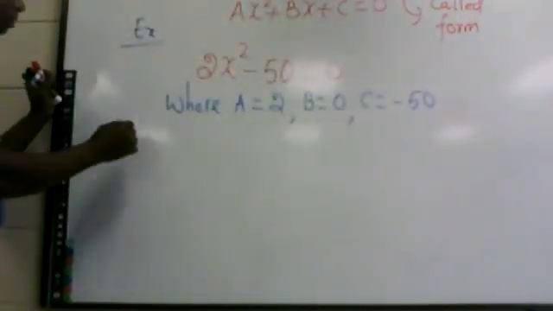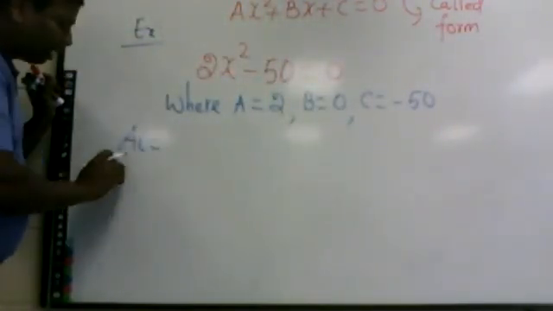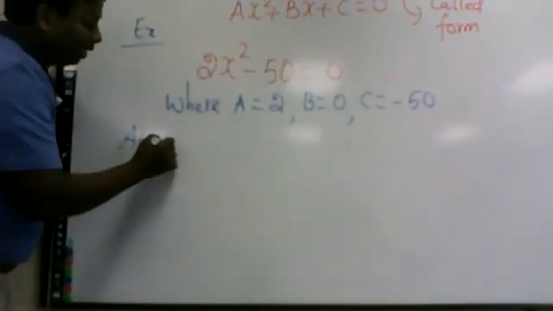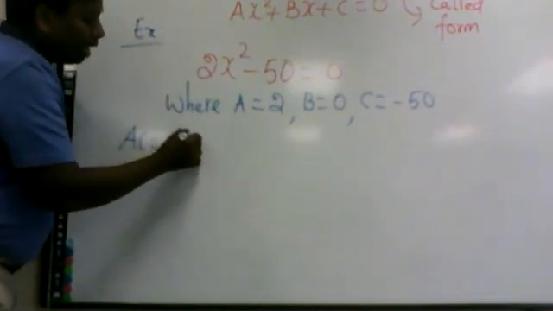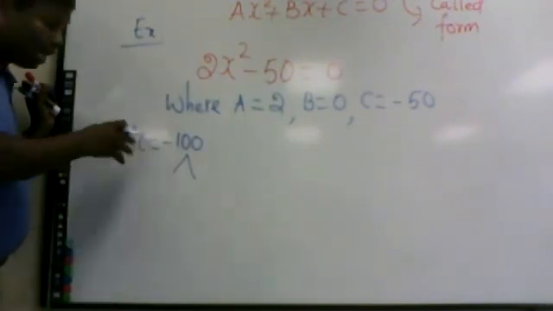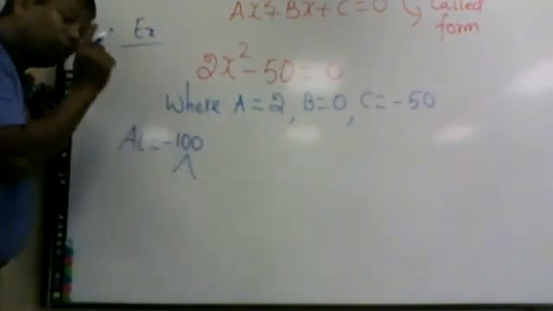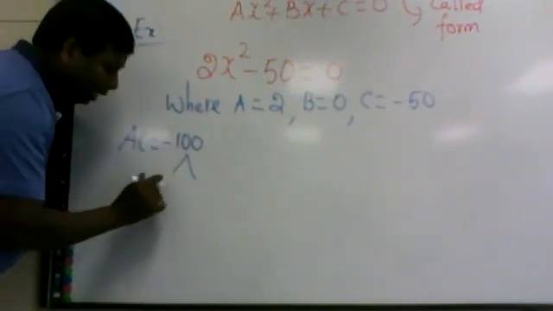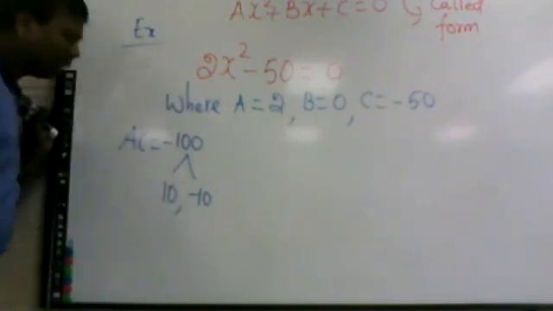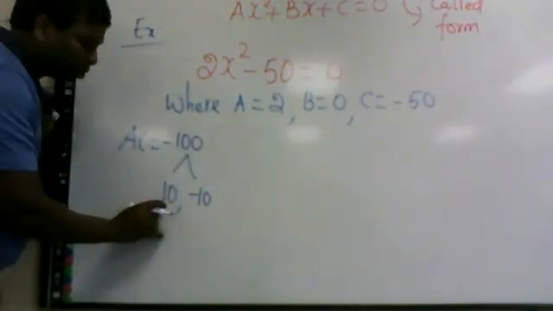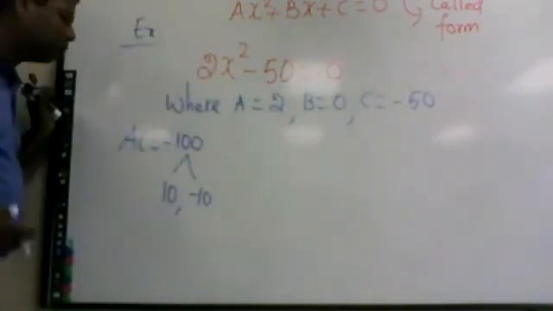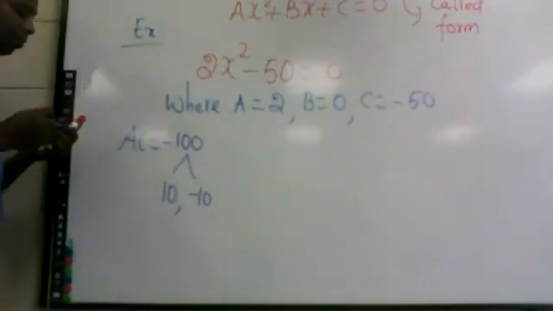Now I'm going to multiply, because I should be comfortable between the factors. So when I multiply 2 times negative 50, I'm definitely going to have negative 100. Now negative 100 will give me two factors. I have many sets of factors, but I'm choosing only 10 and negative 10. Why am I choosing 10 and negative 10? Because when I combine these two, I'm going to have 0. I'm being comfortable with it. So that's why I'm choosing these factors.